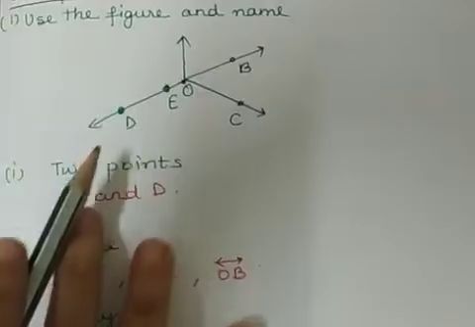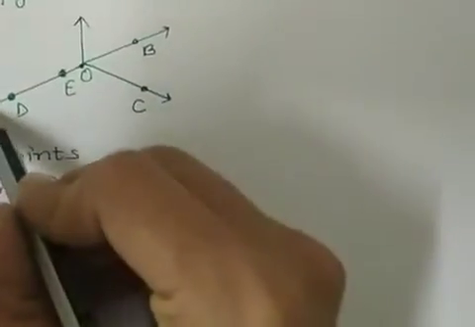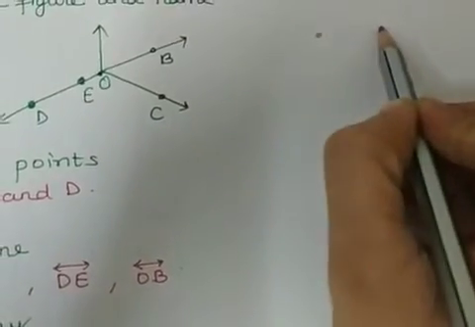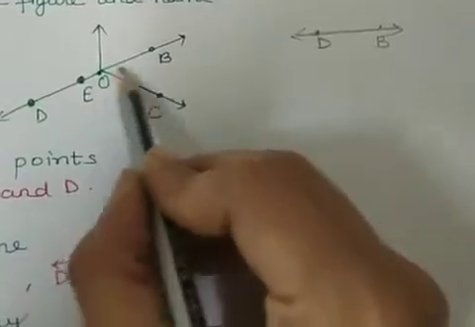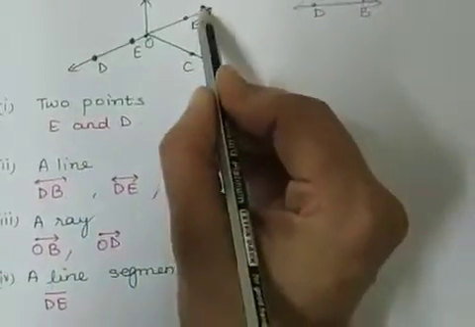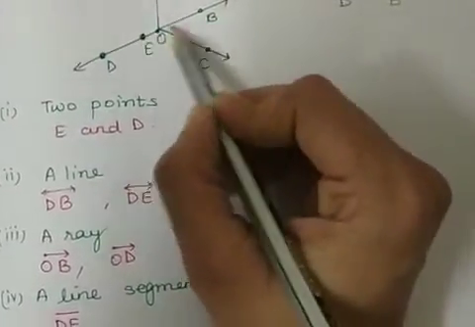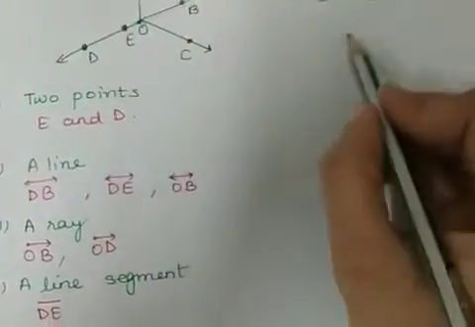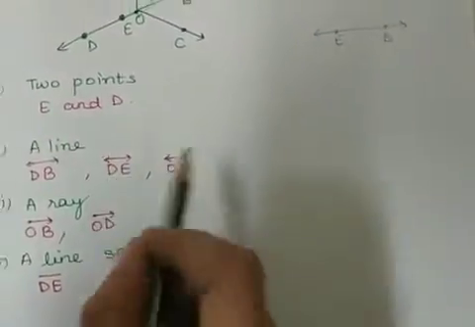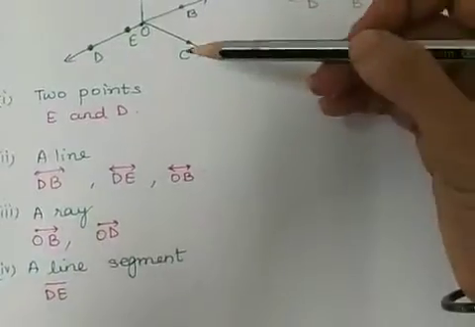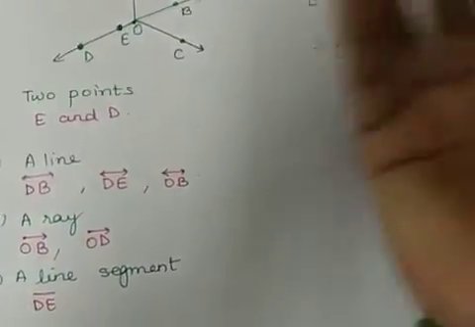Next you are asked to name a line. Again you have different lines here. Suppose I take DB, then I can take line DB. Line DB is denoted by arrows, which means this is a line. Or I can take line EB also, correct? EB will be this line. Or I can take DE as my line, or also OB. So you can take so many lines here.